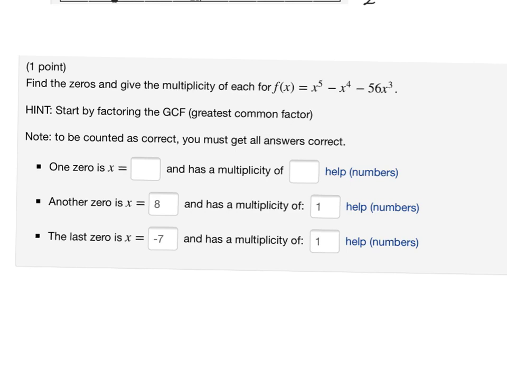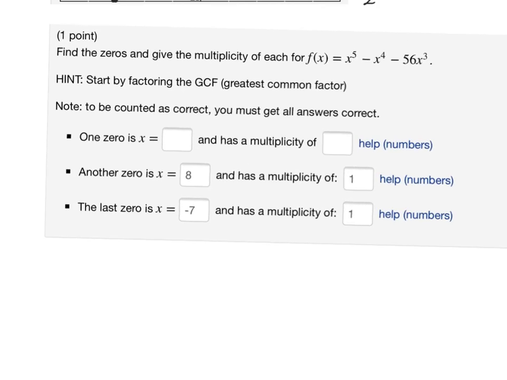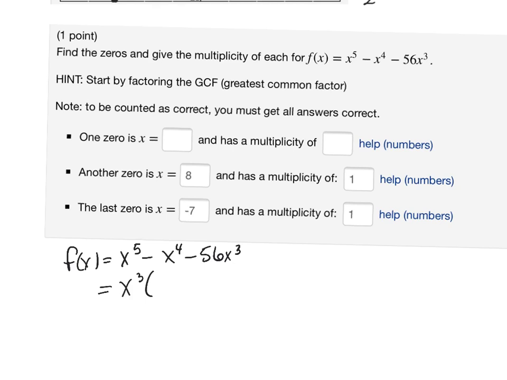And the way I determine that is, can I factor out a greatest common factor? And the answer is yes. They all have an x cubed there. So I'm going to rewrite this as f(x) equals x to the 5th minus 4x to the 4th minus 56x cubed. I'm going to rewrite this with x cubed out, so I'm going to factor that out. Remember when I'm factoring, what I'm doing is dividing out that value, my greatest common factor. So that means I'm actually subtracting exponents. So this is going to be x squared minus x minus 56.